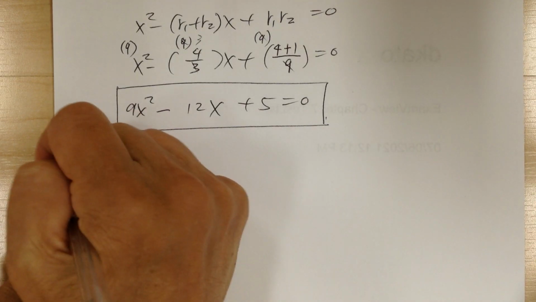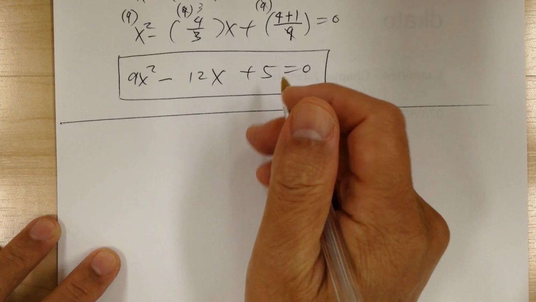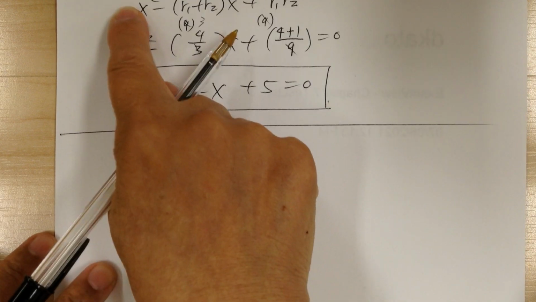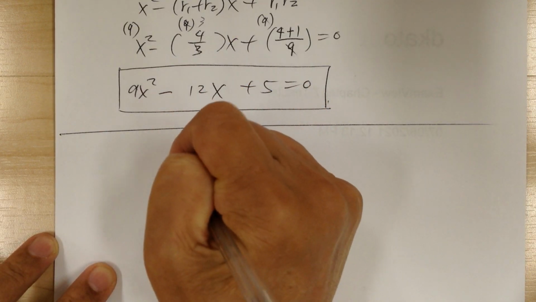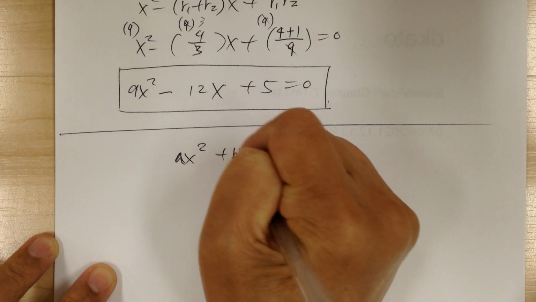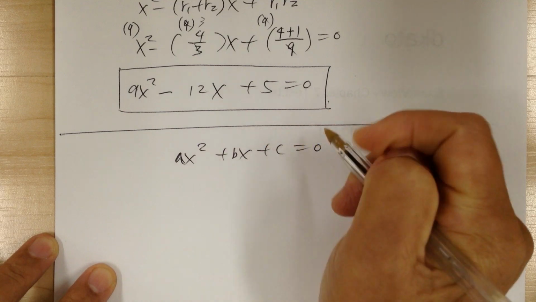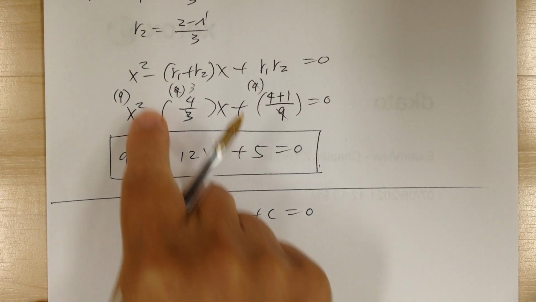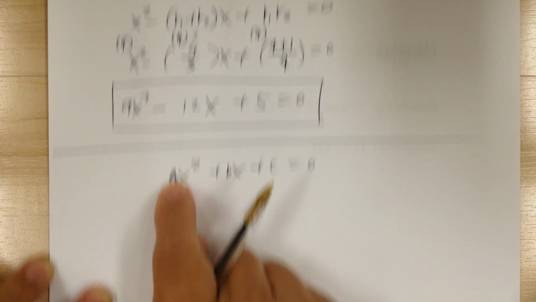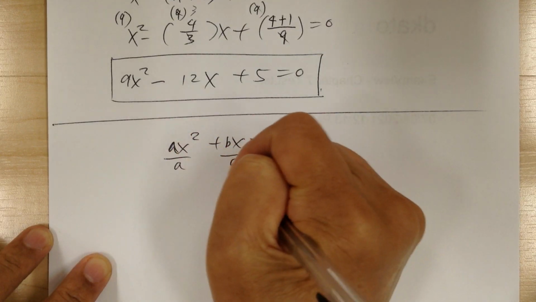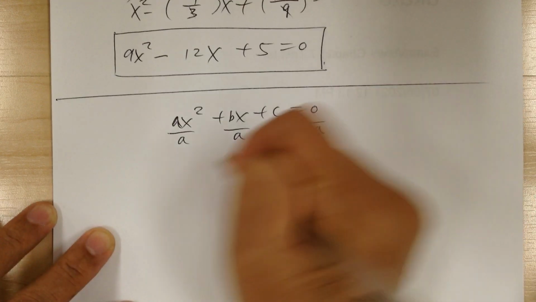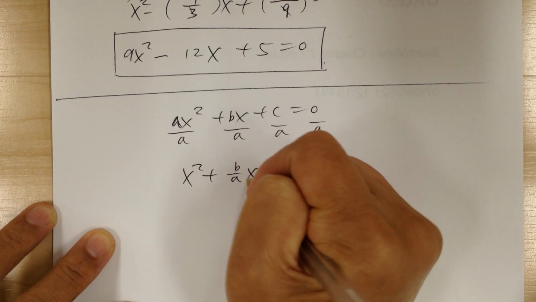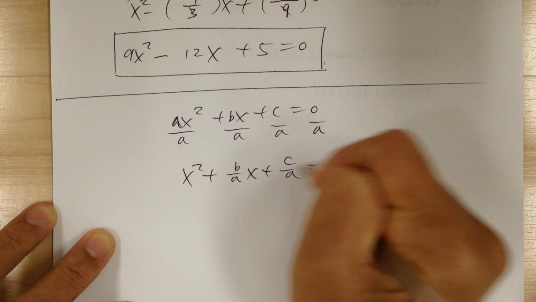Now, let's go to the next theorem. This is when you don't have a number in front, but if you have a number in front, like ax squared plus bx plus c equal to 0, in order to use this formula, you have to get rid of the a. So you have to divide everything by a. So you get x squared plus b over a x plus c over a equal to 0.